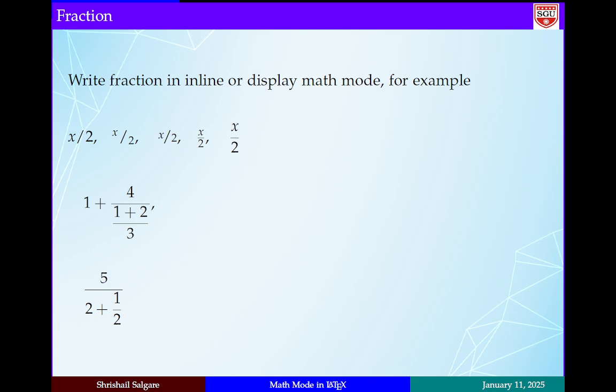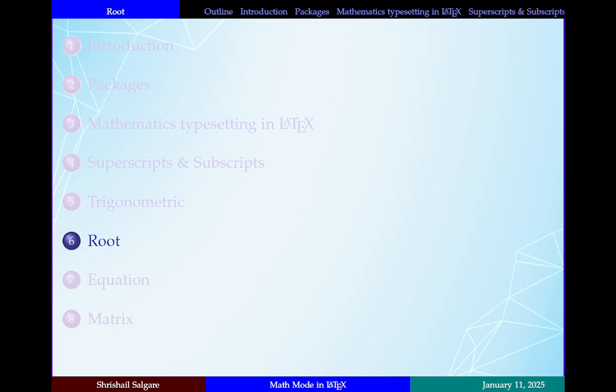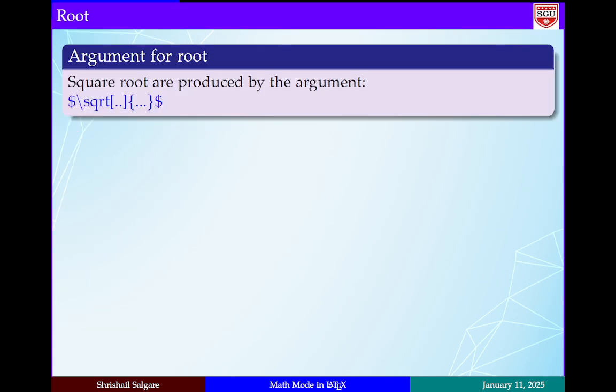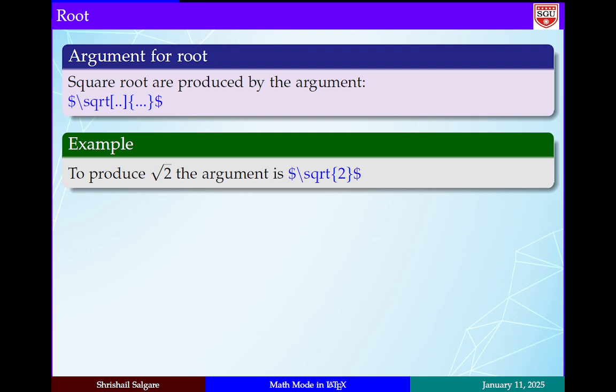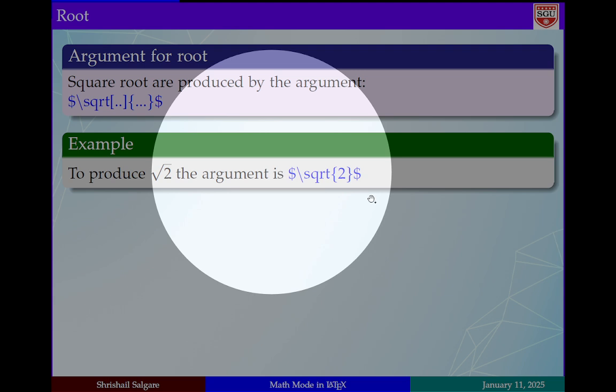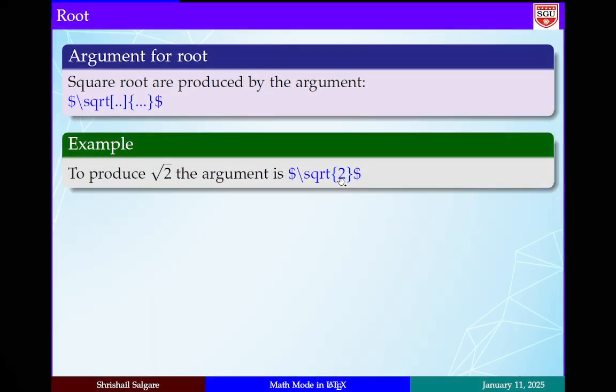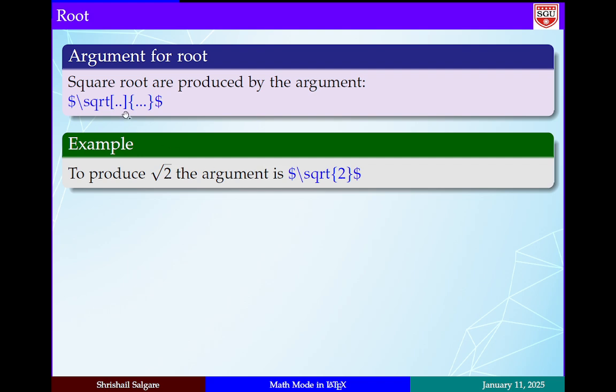How to obtain the nth root or square root, that we call as a root only. The general syntax for generating the square root, again that is in math mode, that's why you have to start with the dollar, backslash sqrt. After that we have a square bracket argument, that means it is optional. After that you have curly brackets, and that argument is mandatory. Suppose you want to produce square root of 2, then in that case we use the command backslash sqrt curly bracket 2. That means I am not using a square bracket here.